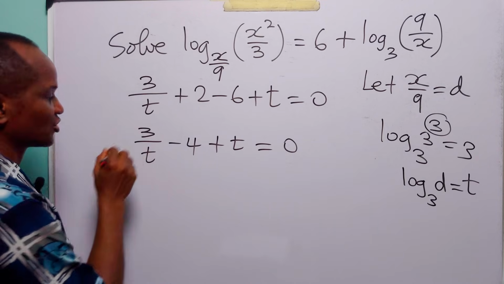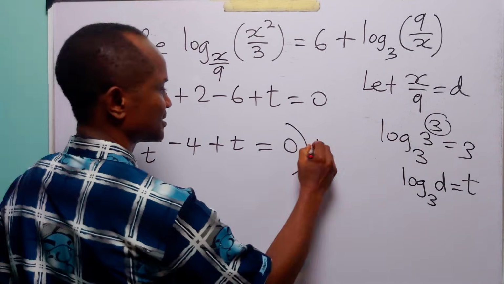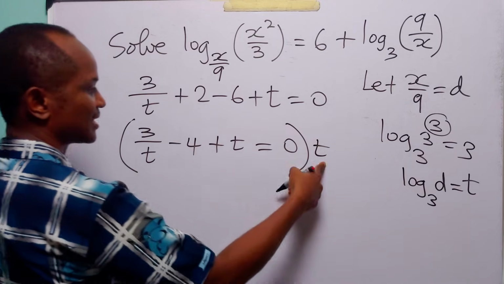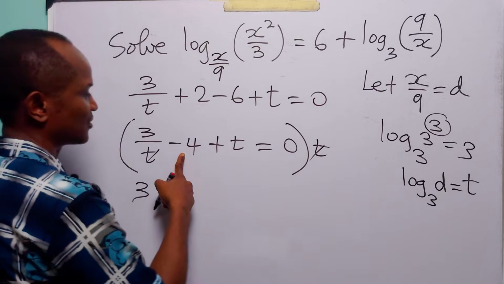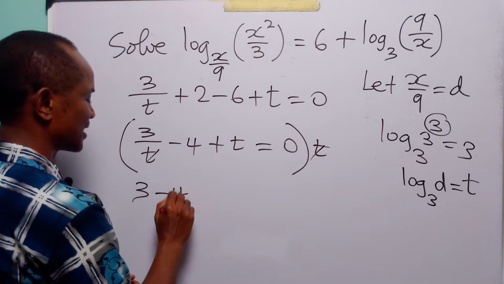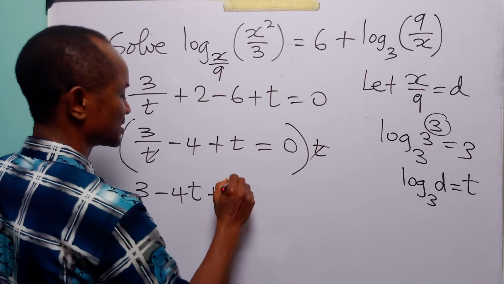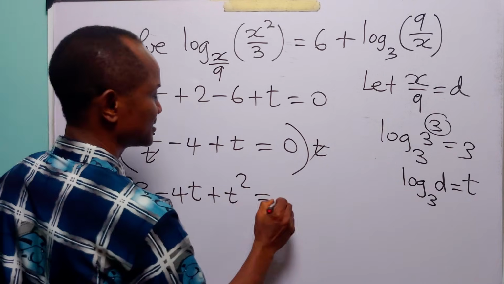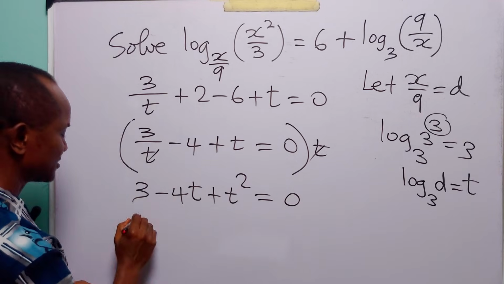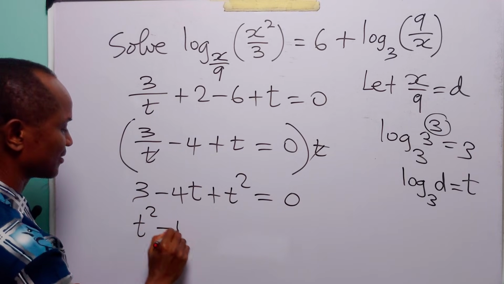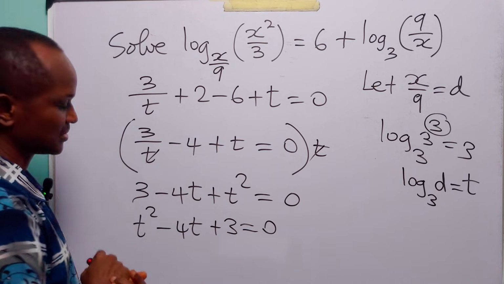To get rid of this fraction, we multiply through this equation by this denominator, that is t. 3 over t times t, of course, is going to cancel that to leave us with 3. Minus 4 times t is going to give us minus 4t. And t times t, of course, is t squared. And this is equal to 0. Now we can rearrange this. We have t squared minus 4t plus 3 is equal to 0.